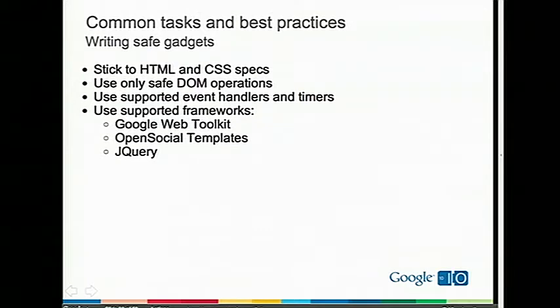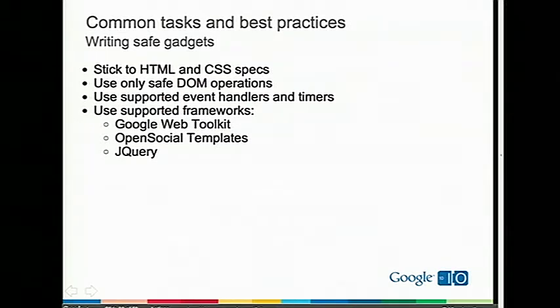So the next thing, writing safe gadgets, right? The most important thing here is to stick to the HTML and CSS specs, right? The number one reason to do this is that when you go outside of the spec, you're just going to create compatibility problems for yourself. Every browser is trying to follow the HTML and CSS specs as closely as possible. Some of them do it a little bit better than others, but they're all on the road to following these specs. And if you follow these, you're going to have the best time in the future, maintaining compatibility.